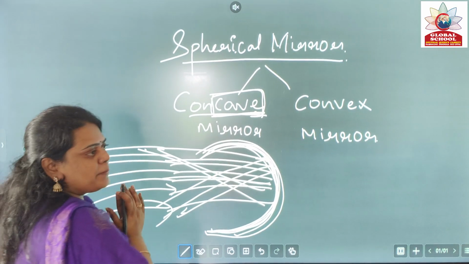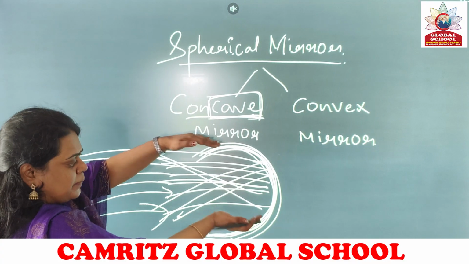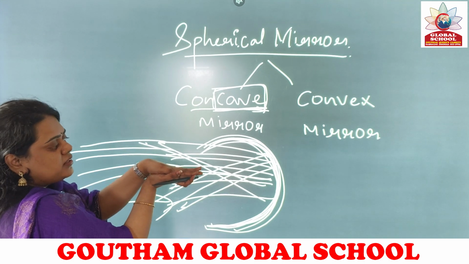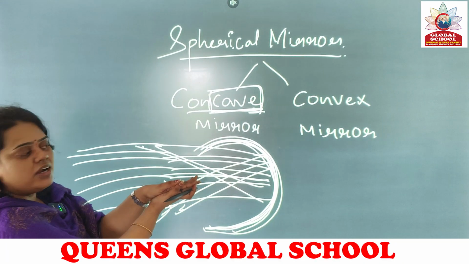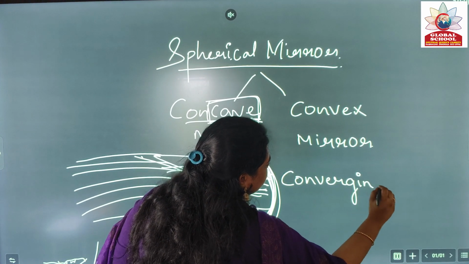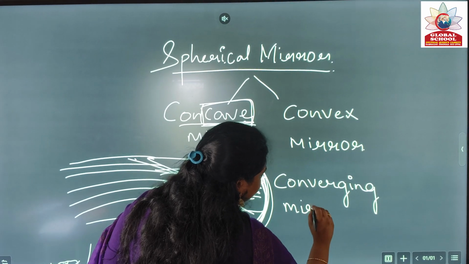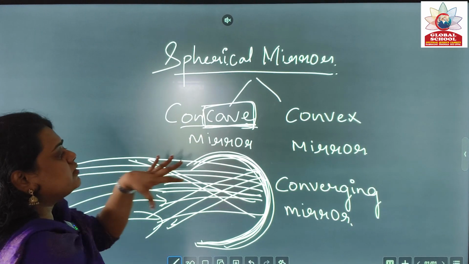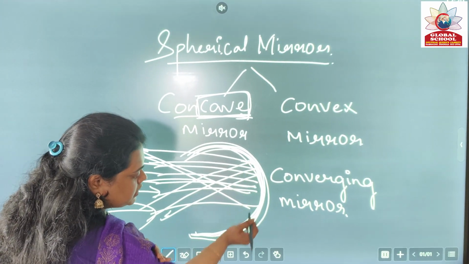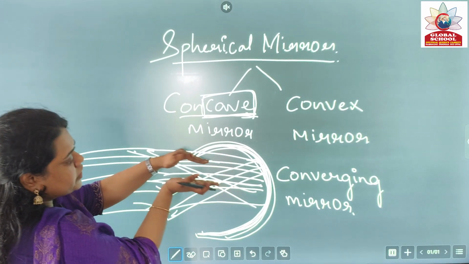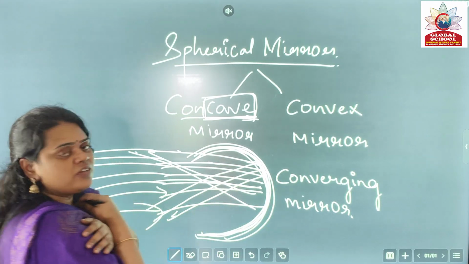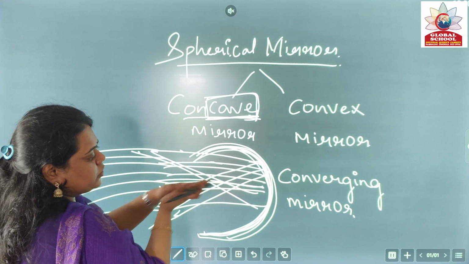So here what happens? The light is coming closer to one single point. That is the reason concave mirrors are called converging mirrors. They are called converging mirrors because the reflected light is hitting the surface and these rays are coming closer and joining together at a point. That is the reason we call them converging mirrors. Here the light is coming closer.